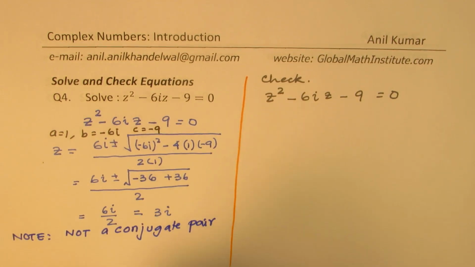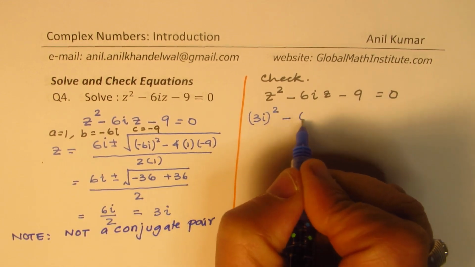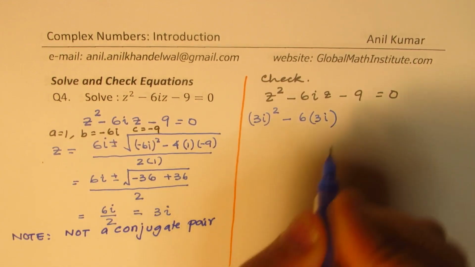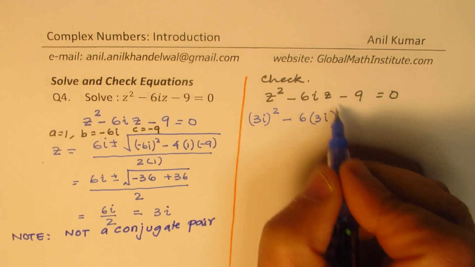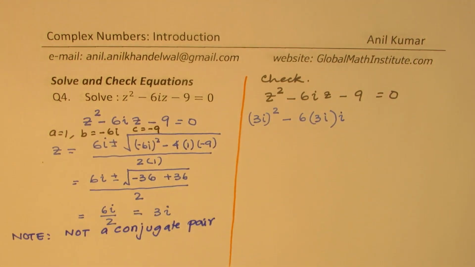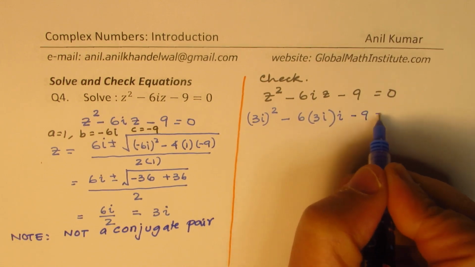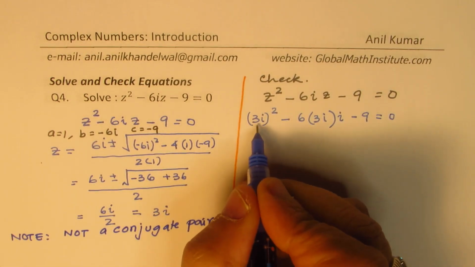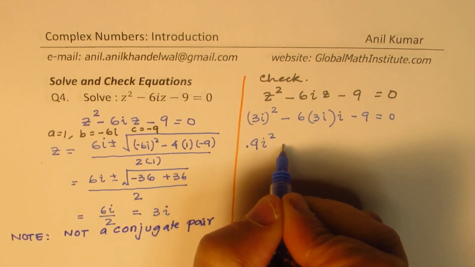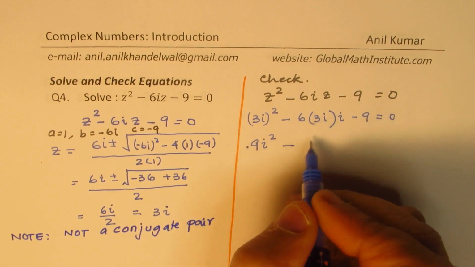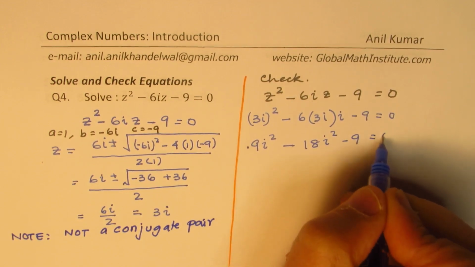So when I substitute 3i here, we get what? We get 3i whole square minus 6 times i times 3i. So for z we have put 3i, and we have put i separately, this i here, minus 9 equals to 0. So that gives you minus 9, right? So basically this is 9i square. Let me write like this. And that is 6 times 3 is 18 i square minus 9 equals to 0.